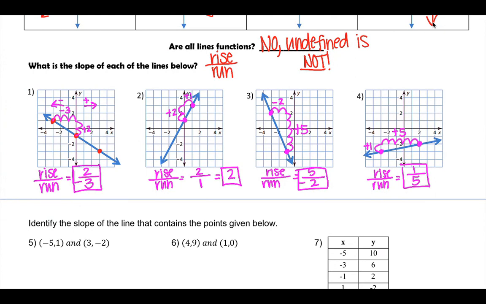What do you notice about the less steep and more steep lines? Look at my fractions compared to my numbers above 1. I've got negative 2/3, and the slope's not as steep, and I've got 1/5. It's really not as steep. Whereas when I've got 2 and 5 over negative 2, which if I turn it into a mixed number would be negative 2.5, notice those are more steep. So if you've got anything below 1, it's going to be less steep. The bigger your number is above 1, the more steep it's going to be.